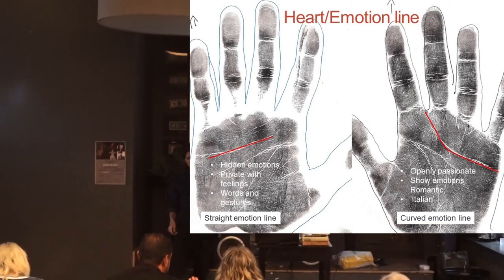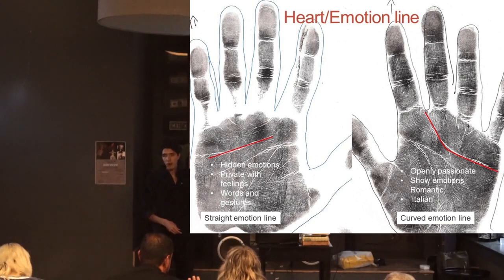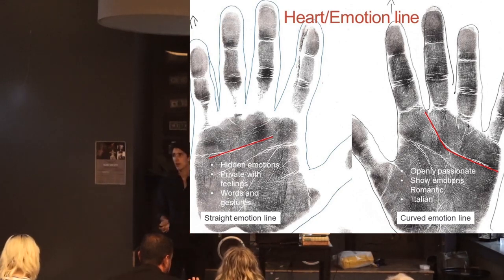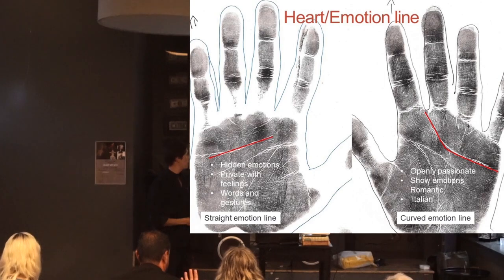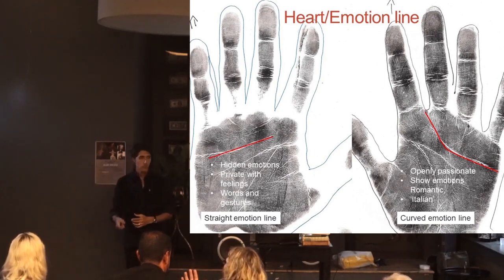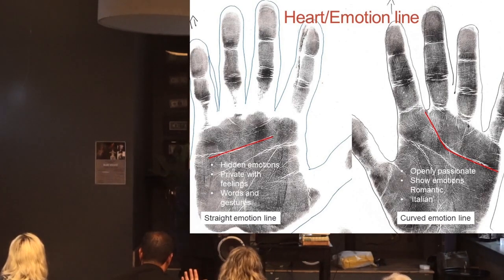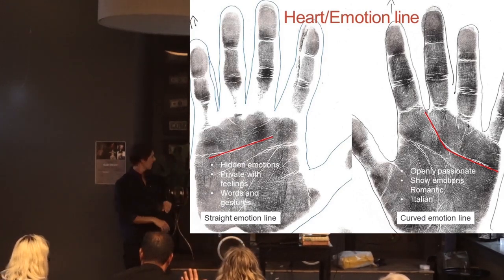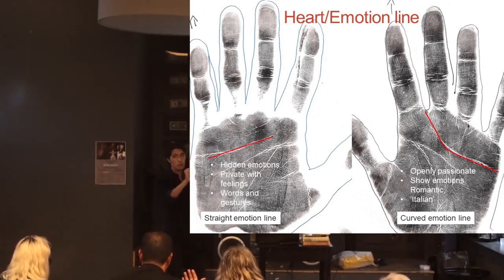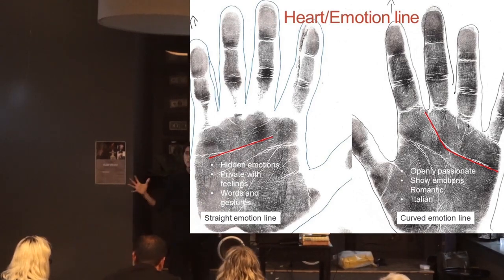Straighter emotion lines are much more reserved. Those are your Scandinavians and your Brits. They keep things much more beneath the surface. They don't show what's going on so much. They can still be equally as deep feelers, but they're not so quickly in touch. So if an emotional event, for example, so both of these hands are within a relationship. If both broke up from their partner, they'd have a completely different way of dealing with it, with processing it.